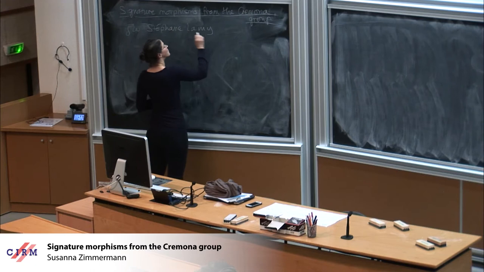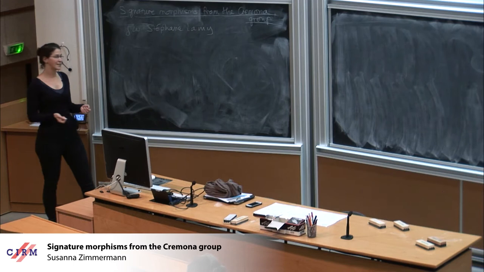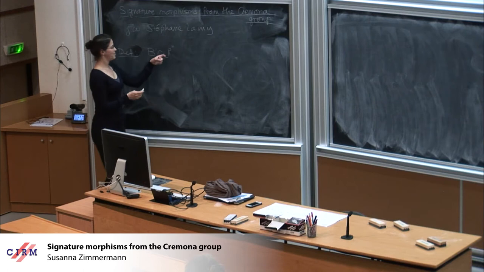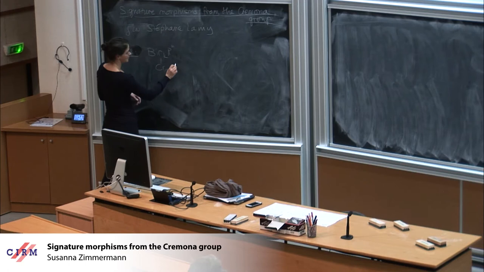So, well, the Cremona group is the group of birational transformations of the projective space. I will write here K, P^n. People also write it with n and K inverted, depending on what you want to do. So, group.